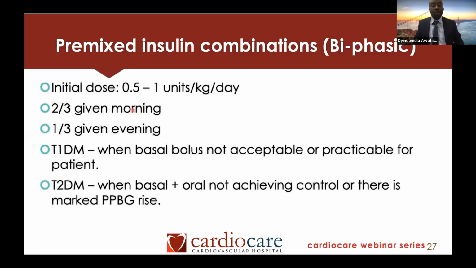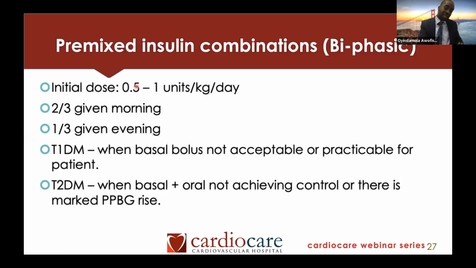So let's say someone weighs 80 kilograms and I want to put the person on 0.5 units per kg per day. So 0.5 times 80 is around 40 units. I'll take that 40 units as the total daily dose, and I'll give 2/3 of that in the morning, 1/3 in the evening. So 2/3 of that will be around 26 or so. And then the remaining will be before dinner. So that's how to dose it. Sometimes if you are wary of monitoring, you can actually scale even lower than this 0.5.